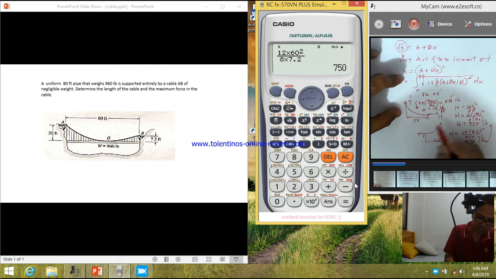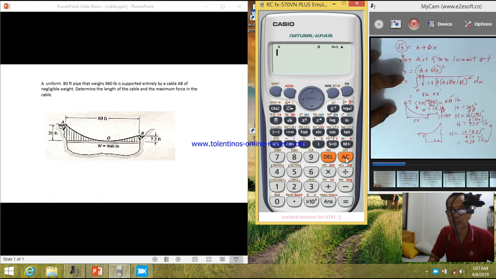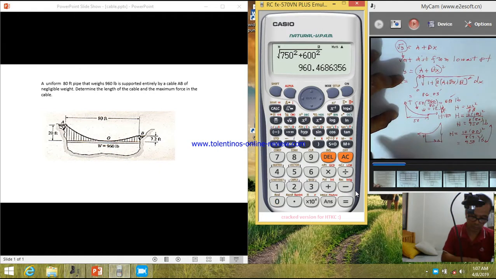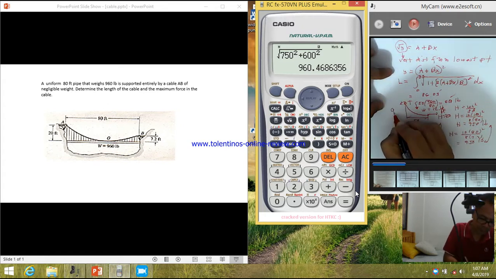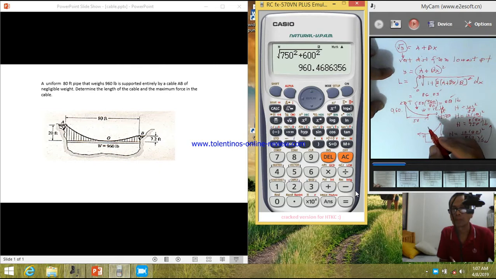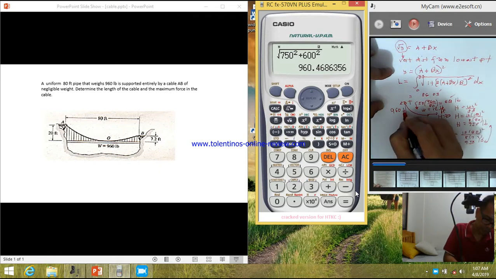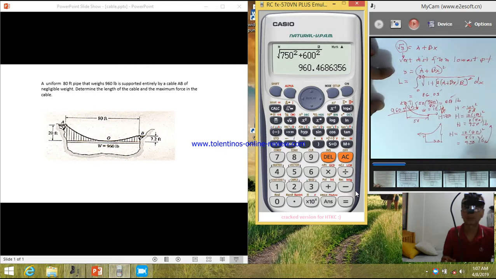And to get that T, this is just the resultant of 600 and 750. So the resultant of 600 and 750 is the square root of 750 squared plus 600 squared. That gives you the maximum tension. So the maximum tension is 960.5 pounds.